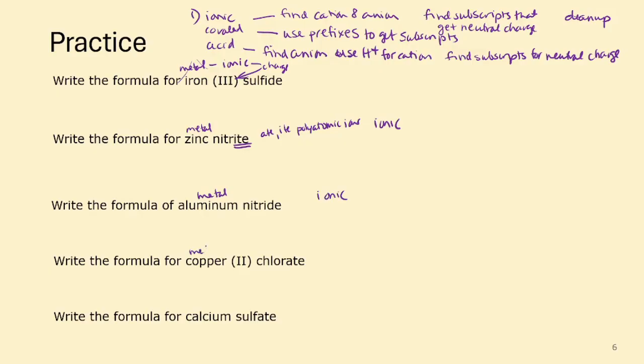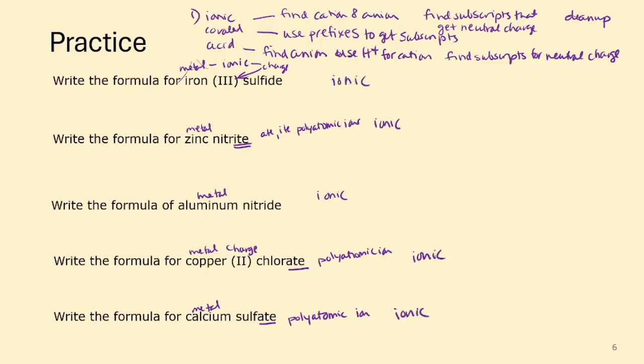Copper is a metal. I have a charge. I have an "ate" ending. That's a polyatomic ion. So this is ionic. Calcium is a metal. "ate" is a polyatomic ion ending. So these are ionic. So all of these are ionic. And that is step 1.